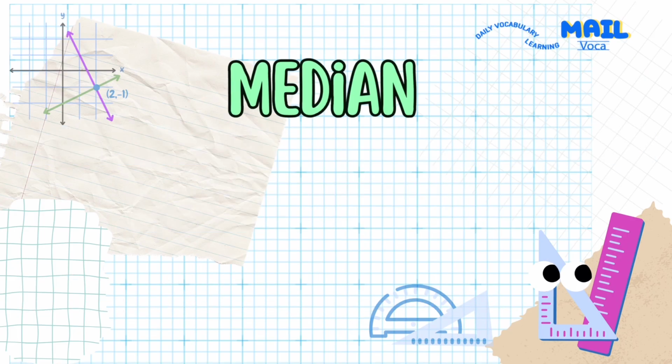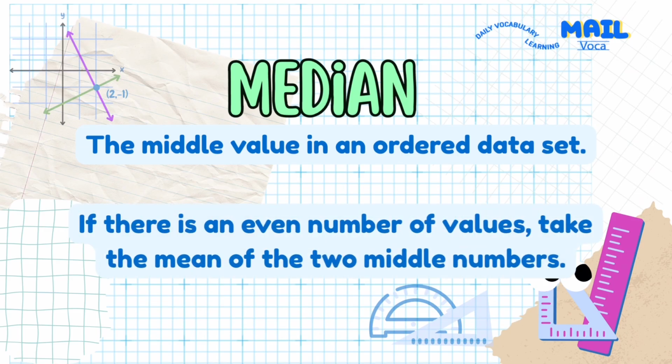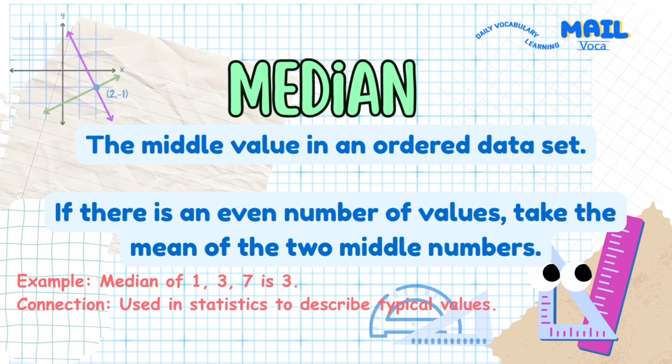Median, the middle value in an ordered data set. If there is an even number of values, take the mean of the two middle numbers. Example, median of 1, 3, 7 is 3. Connection, used in statistics to describe typical values.